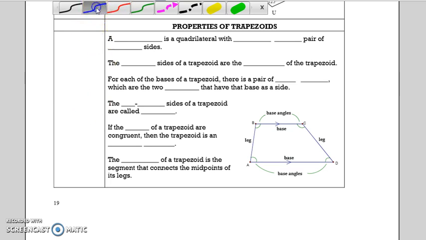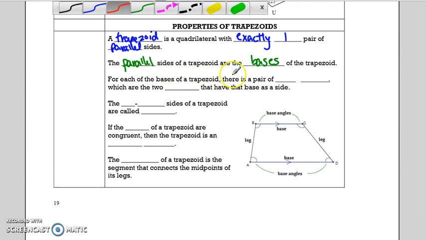And a trapezoid is a quadrilateral with exactly one pair of parallel sides. The parallel sides of a trapezoid are the bases of the trapezoid. So this would be considered the base, and this right here would be considered the base.